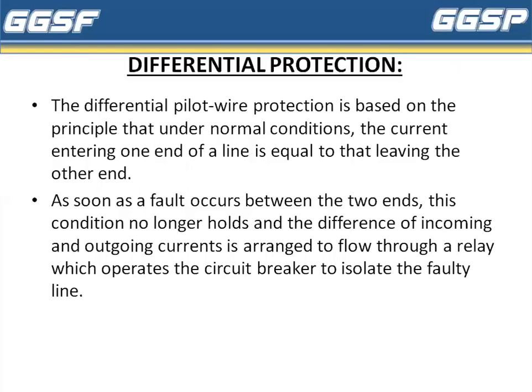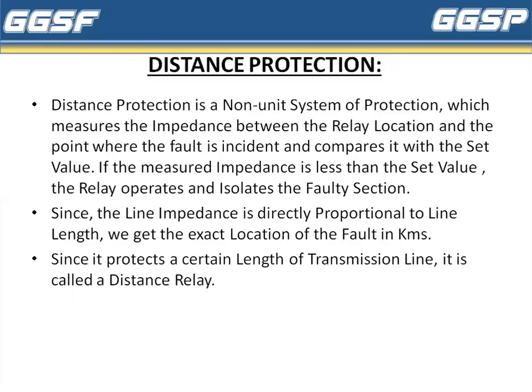Next is differential protection. The differential pilot wire protection is based on the principle that under normal conditions, the current entering one end of a line is equal to the current leaving the other end. As soon as a fault occurs between the two, this condition no longer holds, and difference of incoming and outgoing current is arranged to flow through a relay, which operates the circuit breaker to isolate the faulty line.